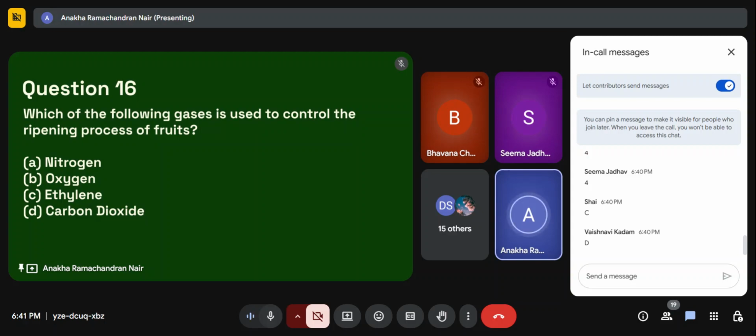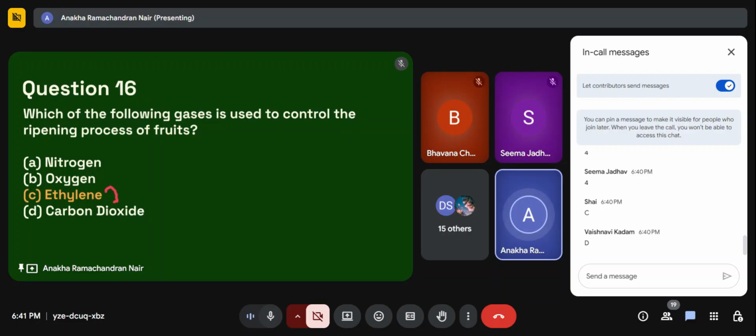All right. So let's see what the answer is. The answer is ethylene. Ethylene is a plant hormone that the plant already releases when the fruits are ripening, right? When it's under the process of ripening. So ethylene, when it's sensed by other fruits, leads to them getting ripened.